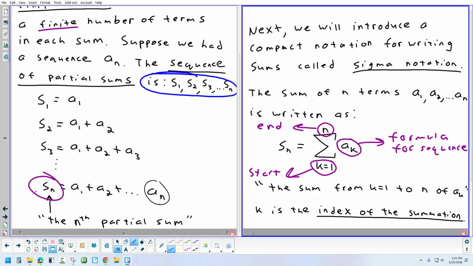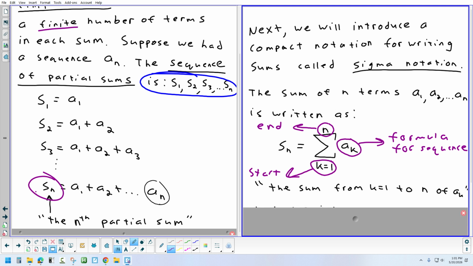And the way that you would read that is like this. It's the sum. That's how you read the sigma part. The sum from your starting point to your stopping point of, and then you tell me the formula that you're using to create all the numbers you're going to add together.